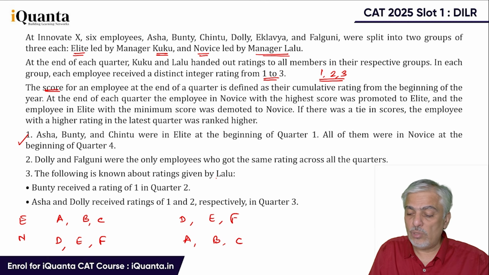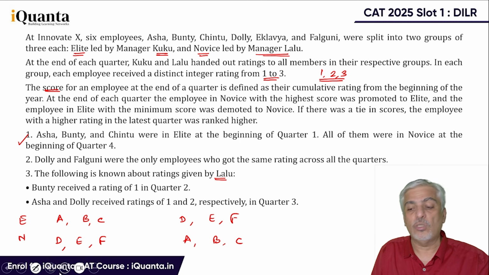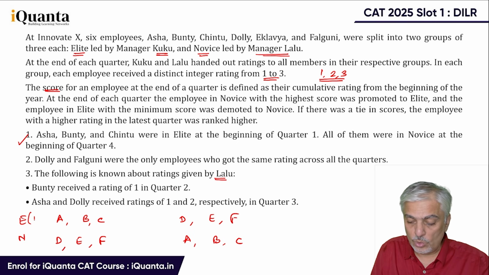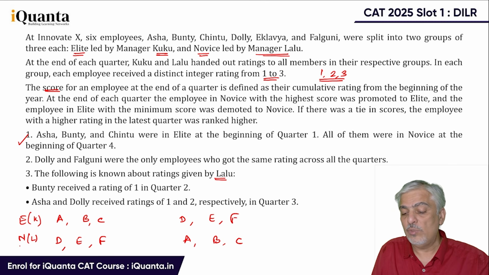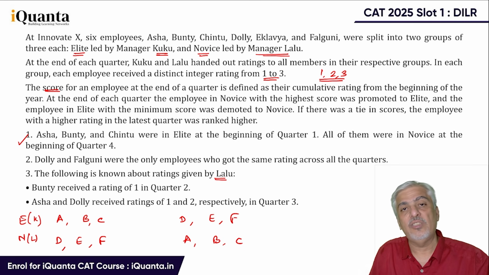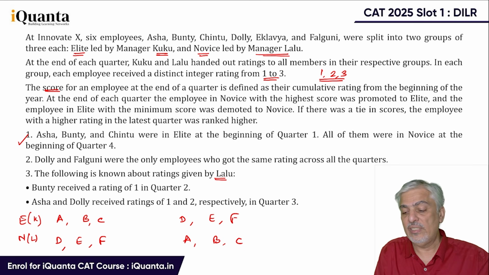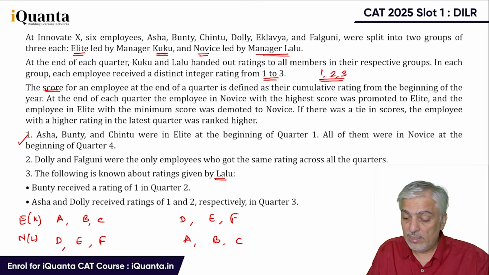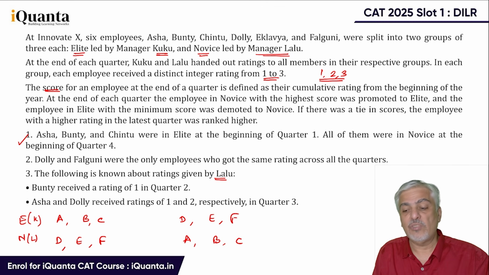And there's something told about Lalu's ratings for some quarters. So B received a rating of 1 in quarter 2. This is Cuckoo's rating, this is Lalu's rating. Now B has got it from Lalu, which means B was the first person to be transferred, because B gets a rating of 1 in quarter 2. So quarter 2 is the first time after the transfer the ratings will be given. And if that has been given by Lalu to B, then B was the first person to be transferred.